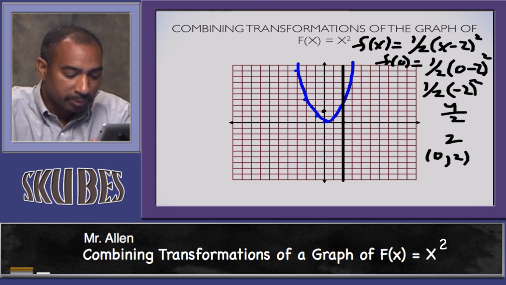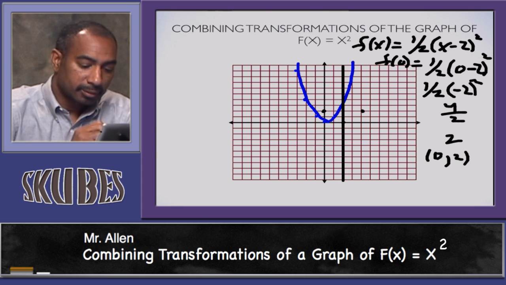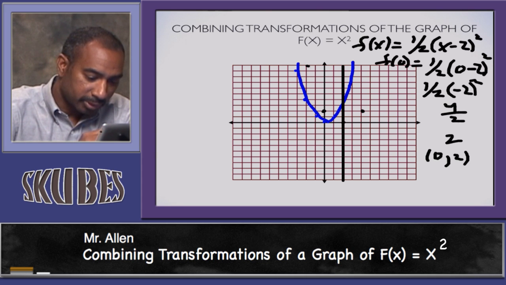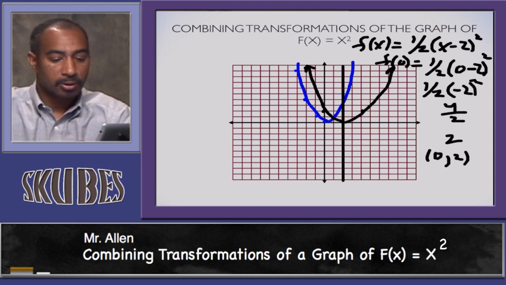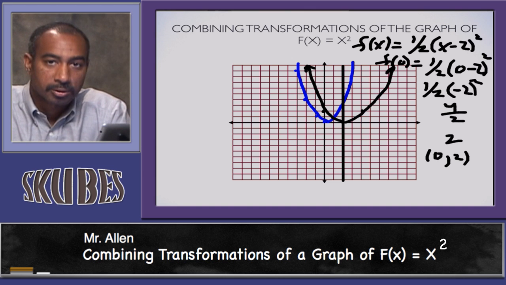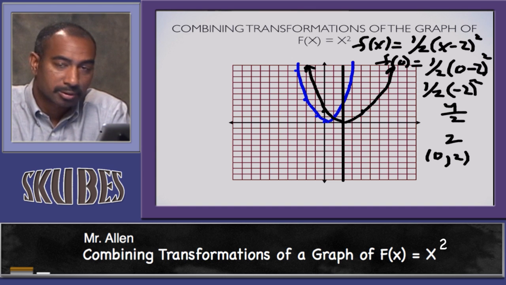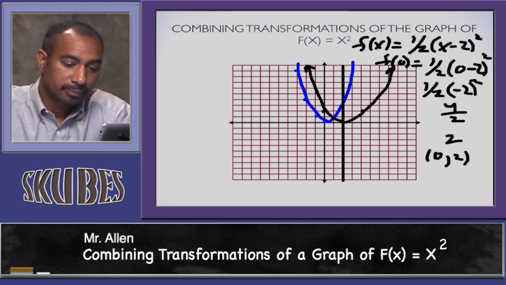But I get the same thing if I plug in 4. So this is 1, 2, 3, 4, yeah. And I can draw the graph from here. It's going to be a lot wider, but it just shifts over 2 units to the right, but it stretches by 1/2.